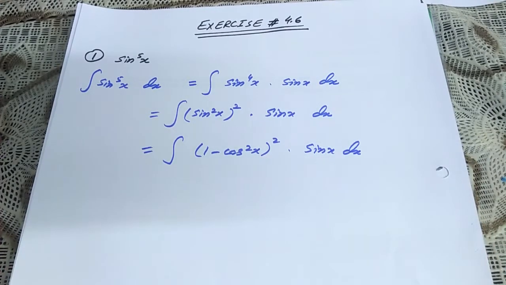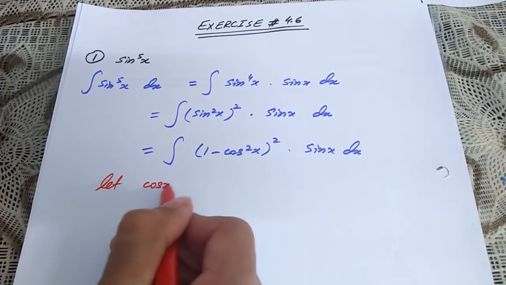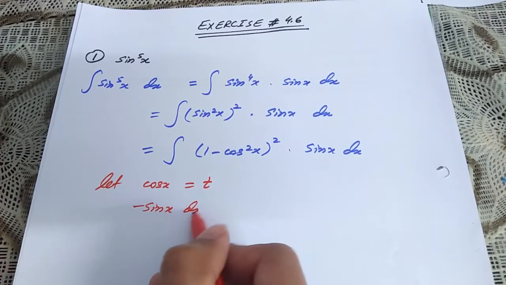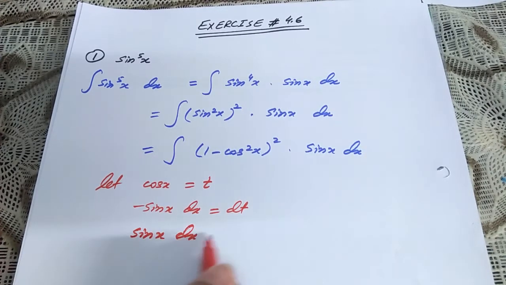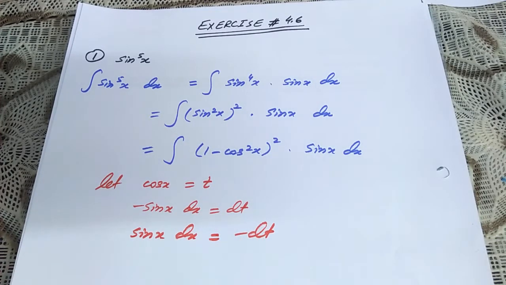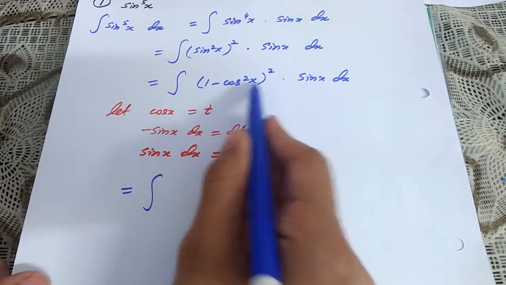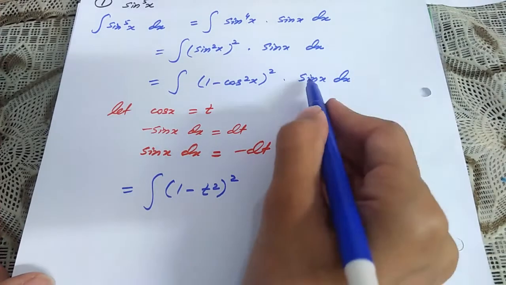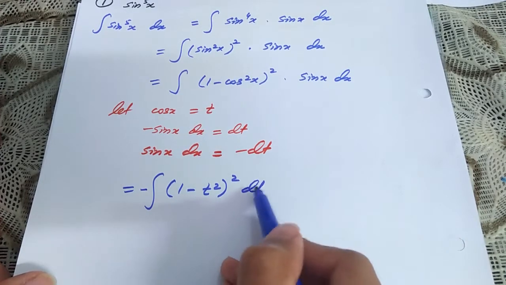Now I am using here some substitution. Let cos of x is equals to t. So this will be minus sine of x dx is equals to dt, and that will be equals to sine of x dx is equals to minus dt. Using this substitution here, we will get integration 1 minus cos square of x will be 1 minus t square and this whole square, and sine of x dx is negative dt. I am writing negative sign outside and dt here.